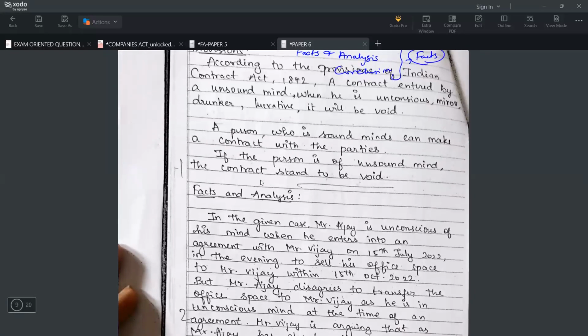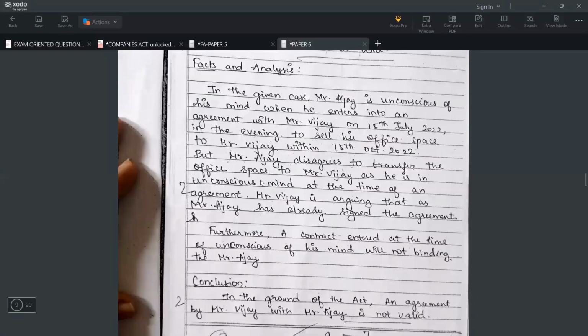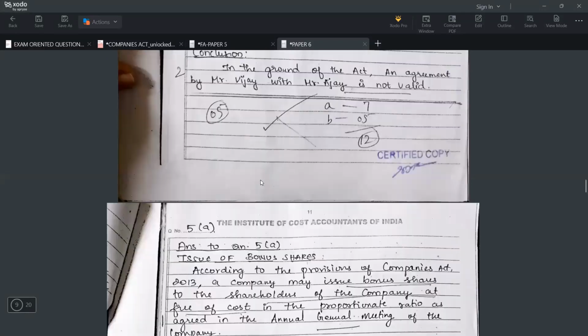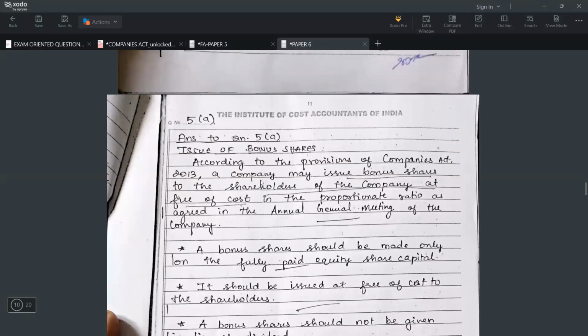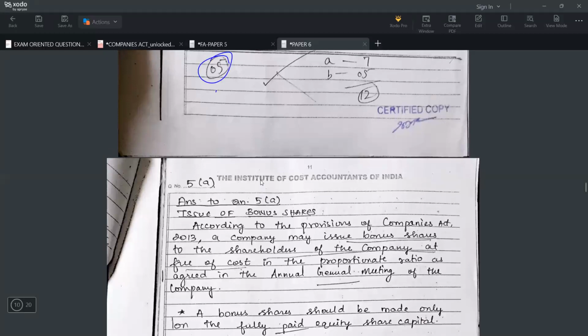In this 2B, what is the theoretical provision I have written, facts of the case I have analyzed, and I have given the conclusion part. So for this 5 marks, they awarded 5 out of 5 marks. So this is how the examiner, this is how the evaluator will expect from you.